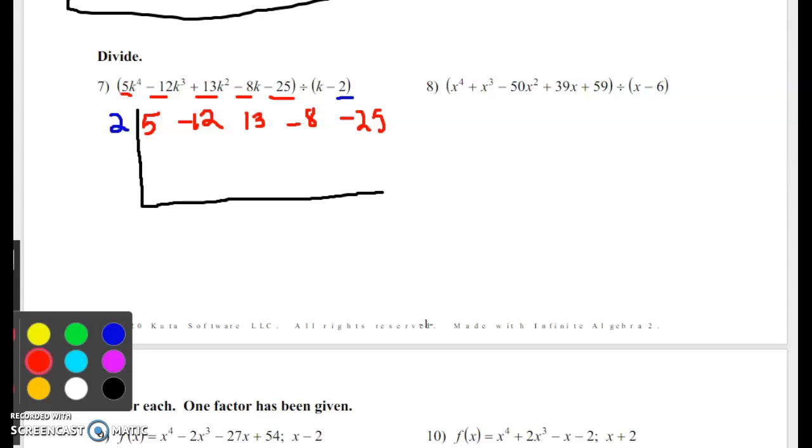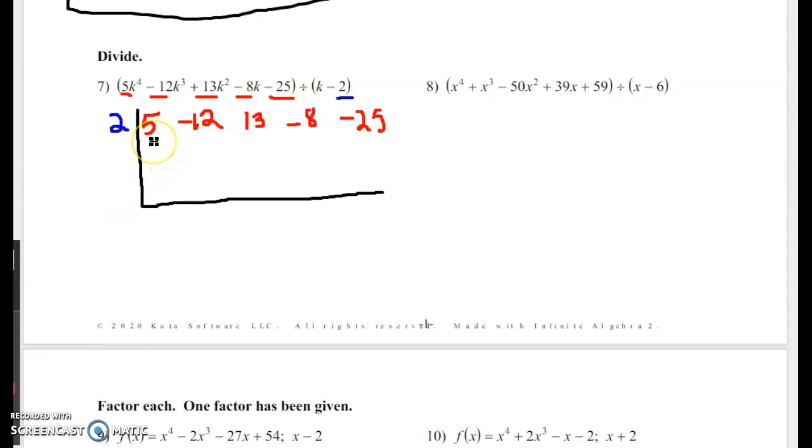The inside, you keep all the coefficients as they are with the same signs. And then procedurally, these are pretty easy. In synthetic division, we're faking division. I drop the 5. It's always the first step is to drop the first coefficient. And then from here, we're going to multiply what's outside of this L, this big L, and we're going to add what's inside. So 2 times 5 is 10. And then I add negative 12 and 10 is negative 2. 2 times negative 2 is negative 4. And then I add 13 and negative 4 is negative 9.